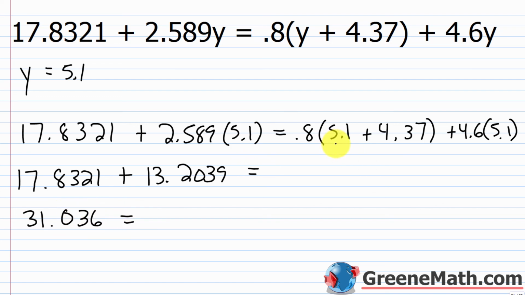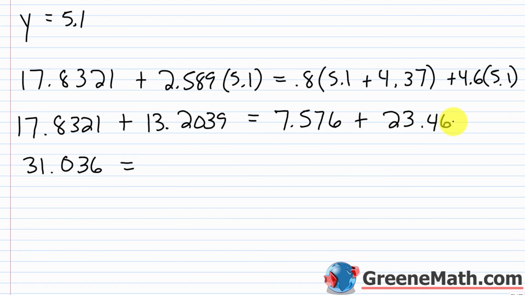Now over here, I have 5.1 plus 4.37 to be done first. That's going to give me 9.47. And if I multiply that by 0.8, I'm going to get 7.576. Now plus 4.6 times 5.1, that gives me 23.46. And if I combine these two, so 7.576 plus 23.46, I'm going to end up with 31.036. So the same number on both sides of the equation. So I know my solution y equals 5.1 is correct.